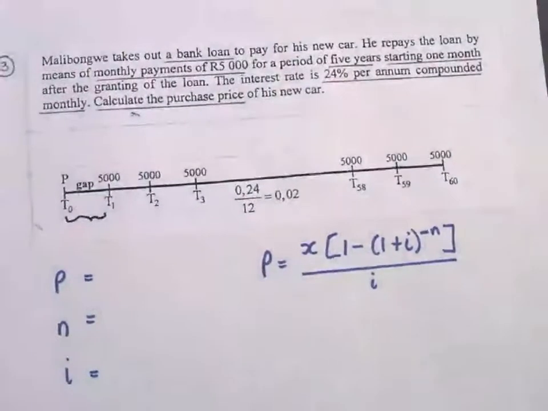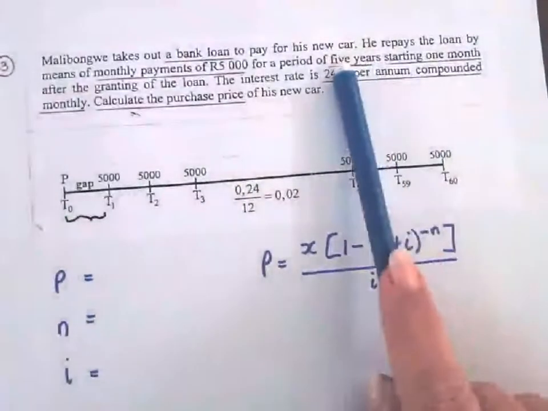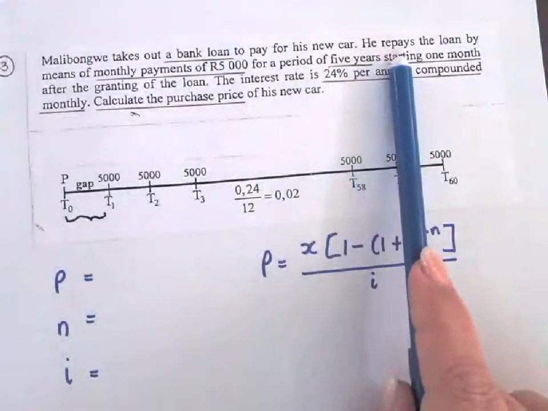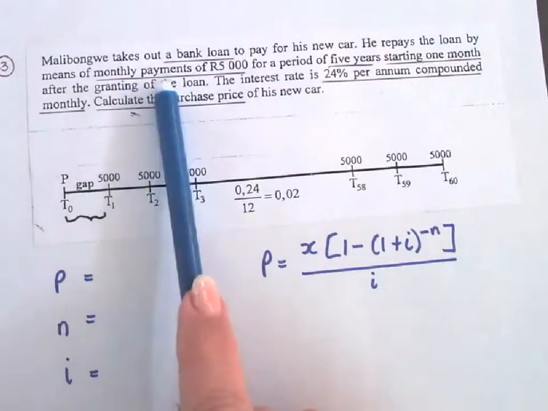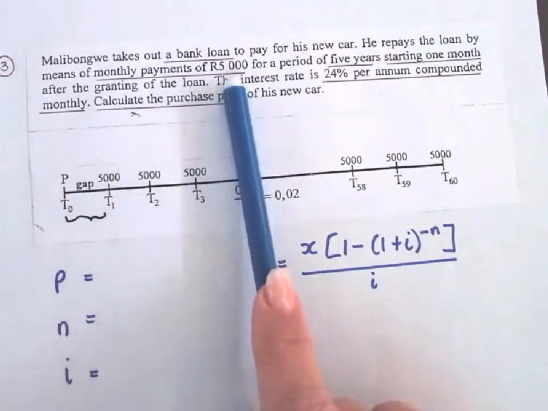Example 3. Malibongwe takes out a bank loan to pay for his new car. He repays the loan by means of monthly payments of 5,000 rand.